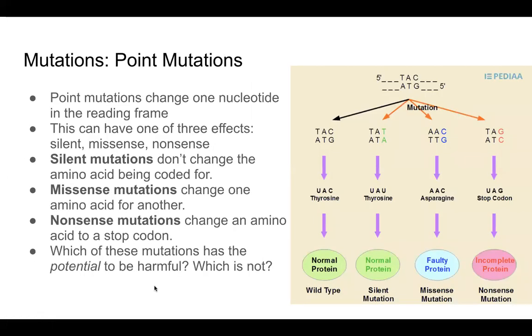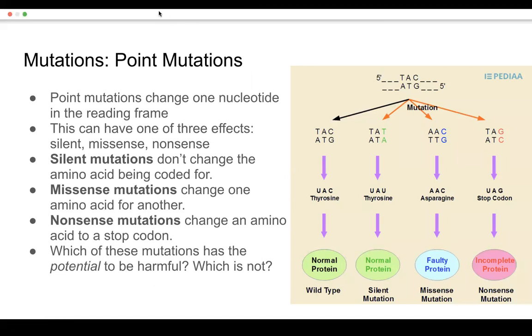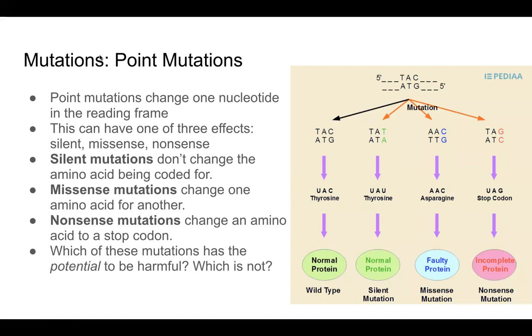Okay, we're gonna go over point mutations too. So most often in our DNA, we have a bunch of mutations, or that happens whenever it's dividing. It's just a consequence that happens. But in this case, we're going to be talking about single nucleotide point mutations. So that's involving one nucleotide in the reading frame. And that can have three effects. It can be classified as a silent, a missense, or a nonsense mutation.